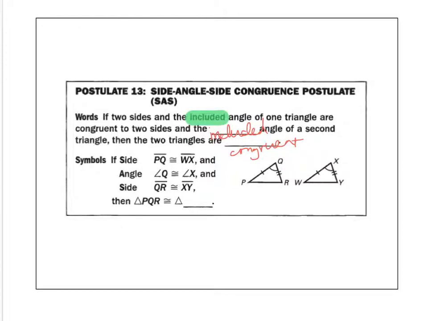So look at these figures here, PQR and WXY. They have two sides that are congruent. PQ and WX are congruent. QR and XY are congruent. Then the angle sandwiched in between is called the included angle. So these are congruent as well. So angle Q and angle X are congruent as well. So I have a SAS situation. Then I can say triangle PQR is congruent to triangle WXY.